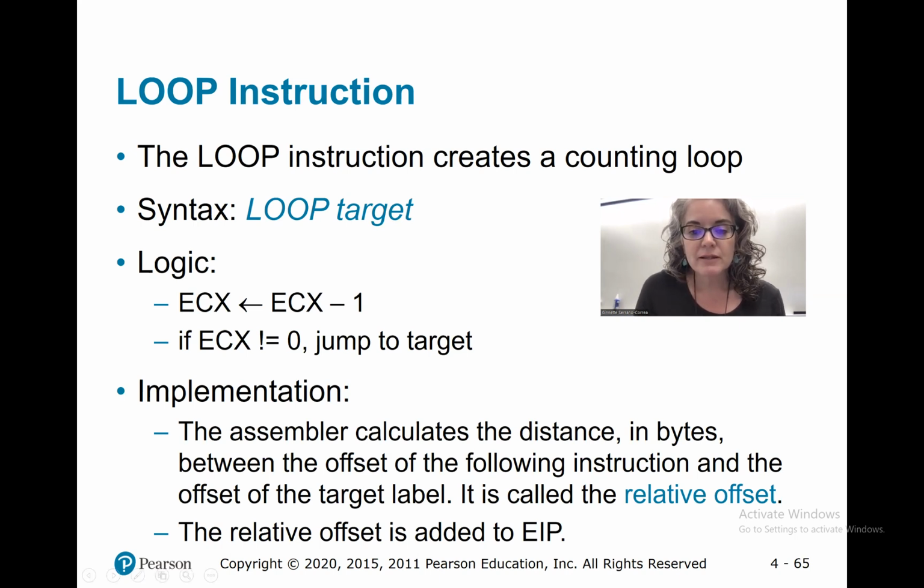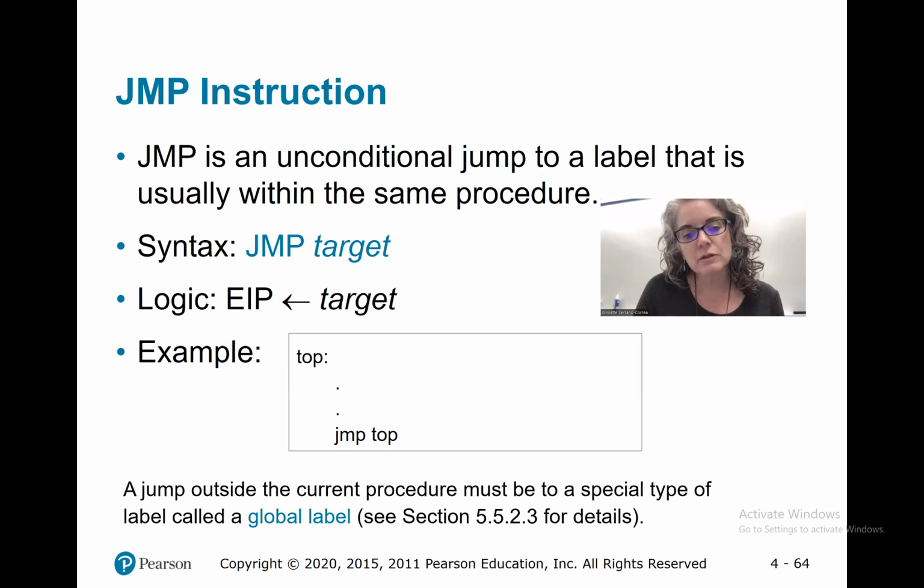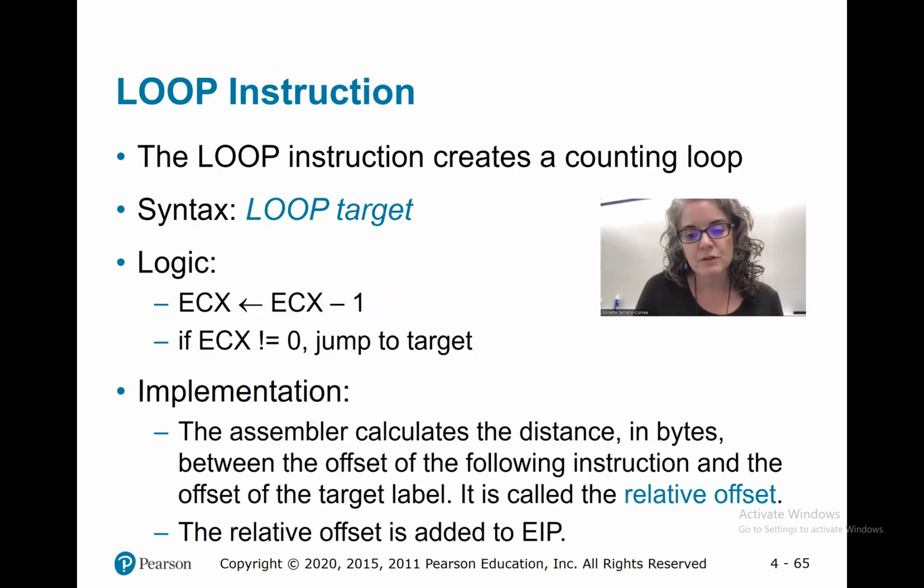The assembler calculates the distance in bytes between the offset of the following instruction and the offset of the target label. So this is called a relative offset. The relative offset is added to the instruction pointer. So if this was a loop here instead of a jump, it would know the offset of the instruction that it needs to go to, and then how many bytes are in that block that we're jumping to.